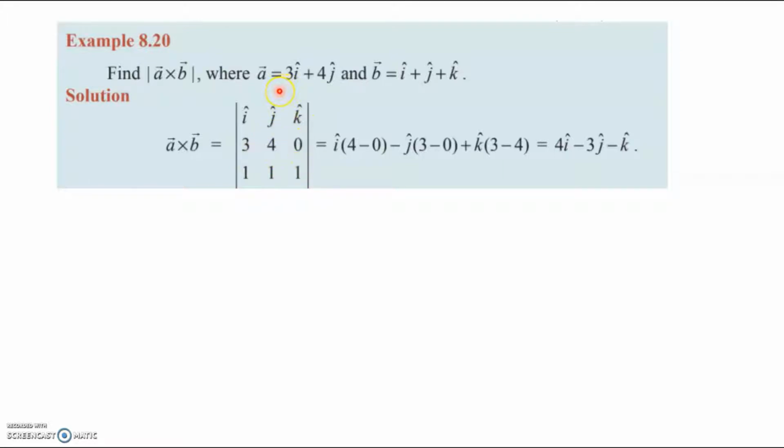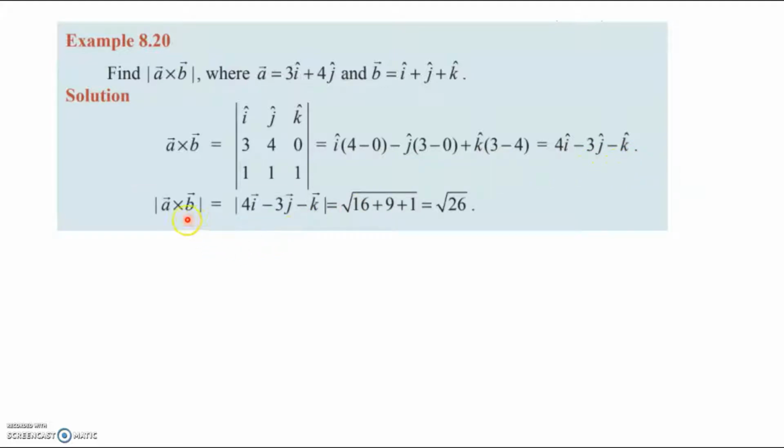So here our A1 is 3, so you put a 3, our A2 is 4, and because the coefficient of K cap is 0, it's a 0 here. Similarly, 1, 1 and 1. So B1 is 1, B2 is 1 and B3 is 1. So solving this further, the determinant, you get 4I cap minus 3J cap minus K cap.